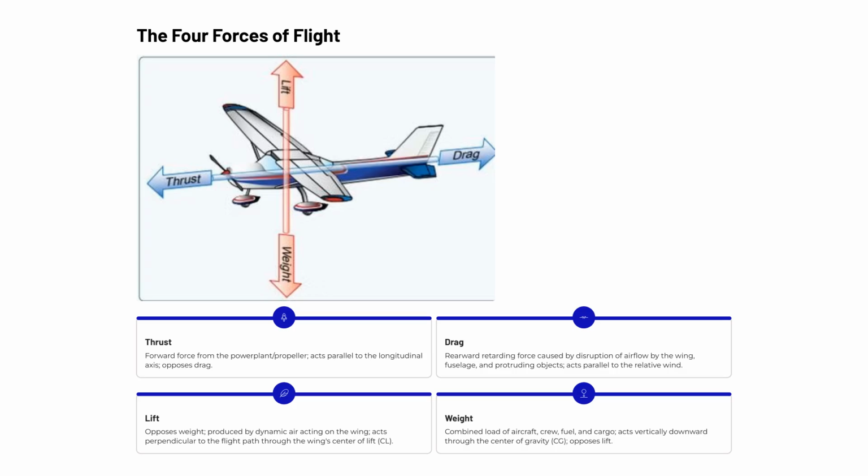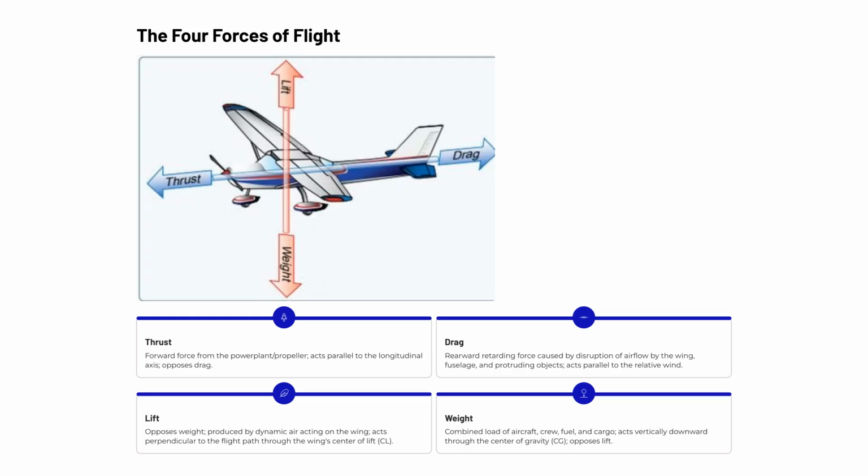Drag is the rearward retarding force that opposes thrust. It is caused by the disruption of airflow around the wing, fuselage, and any protruding objects on the aircraft, and it acts parallel to the relative wind. Lift is generated by the dynamic action of air moving over the wing. It acts perpendicular to the flight path through the wing's center of lift, and it directly opposes weight. Weight is the combined load of the aircraft, crew, fuel, and cargo. It acts vertically downward through the center of gravity and opposes lift.